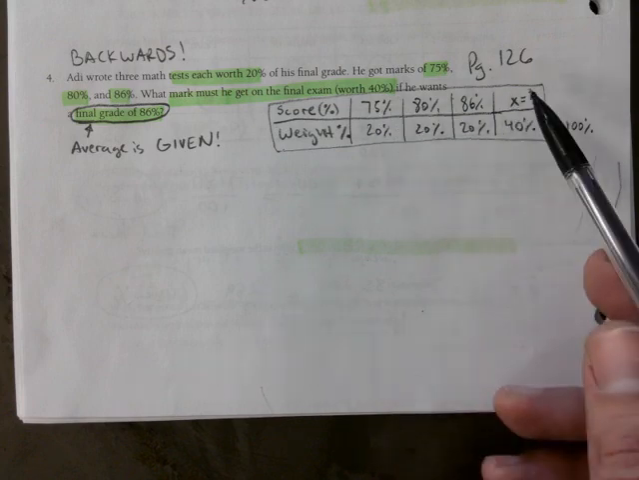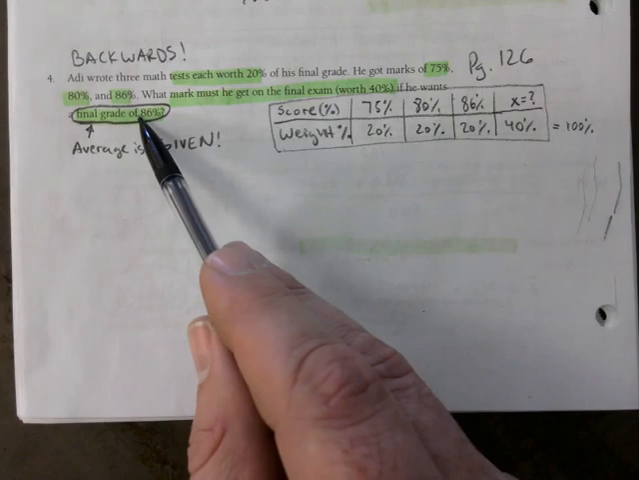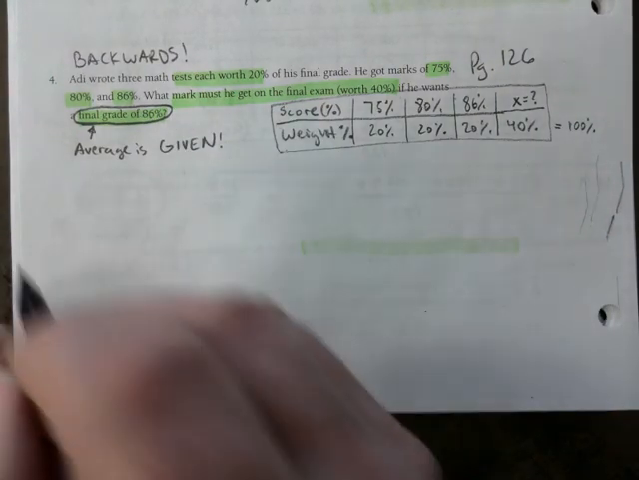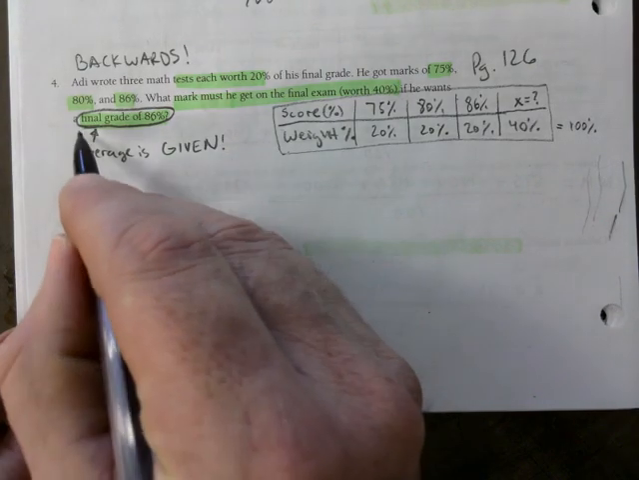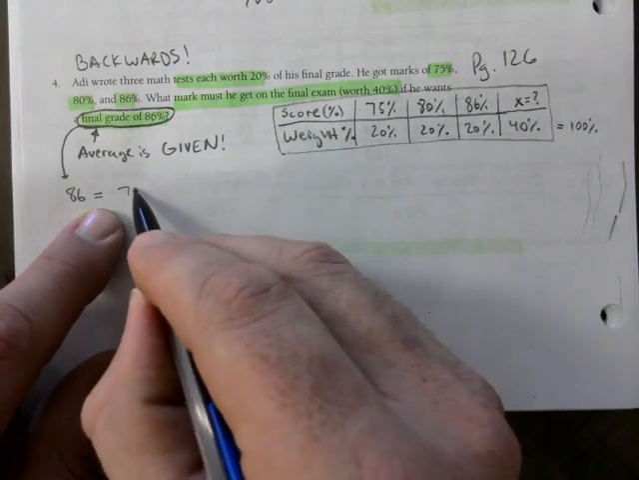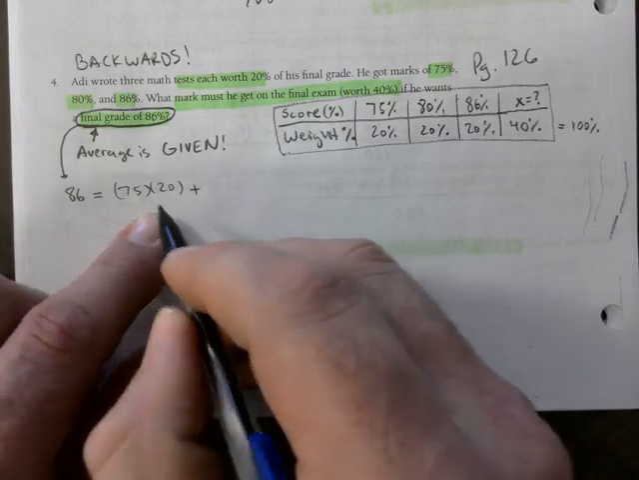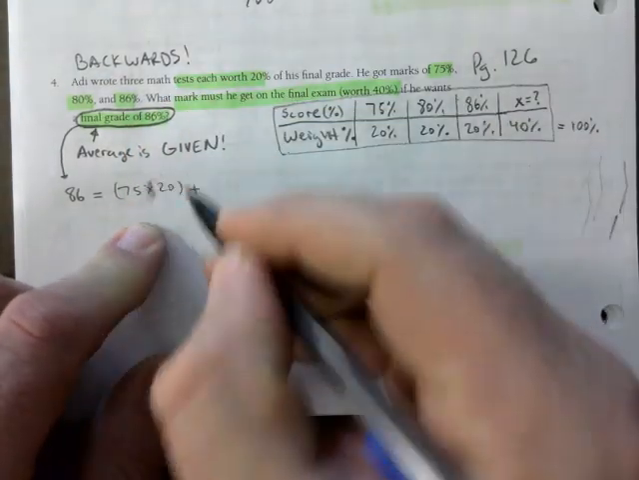Well, we'll figure out what must you score here to get the 86 that you want. I don't know why 86, right? Why not 90s? But whatever. So we'll put down 86 is equal to, and put an arrow to that number, right? 86 is equal to 75 times 20 plus, here, there.